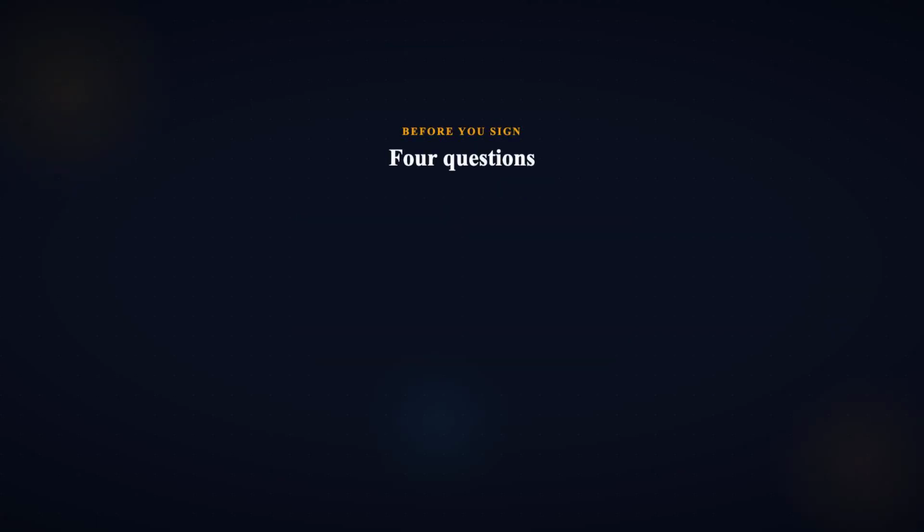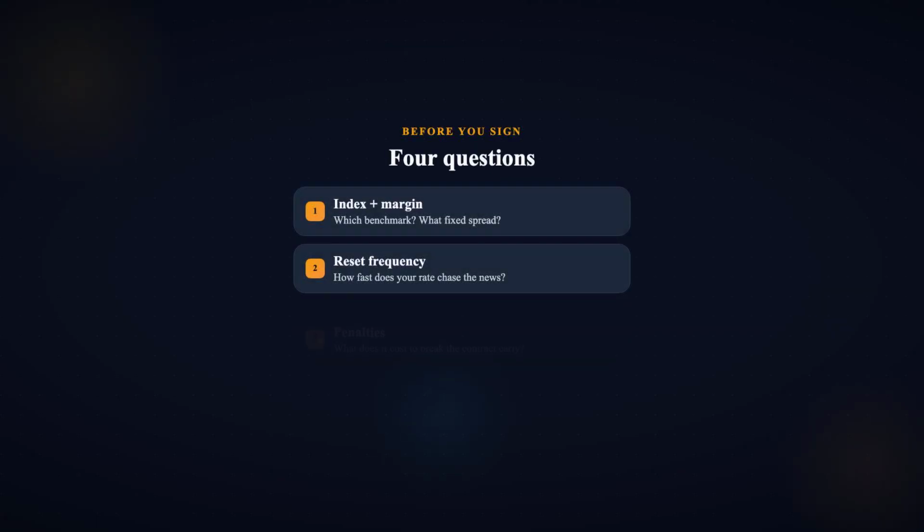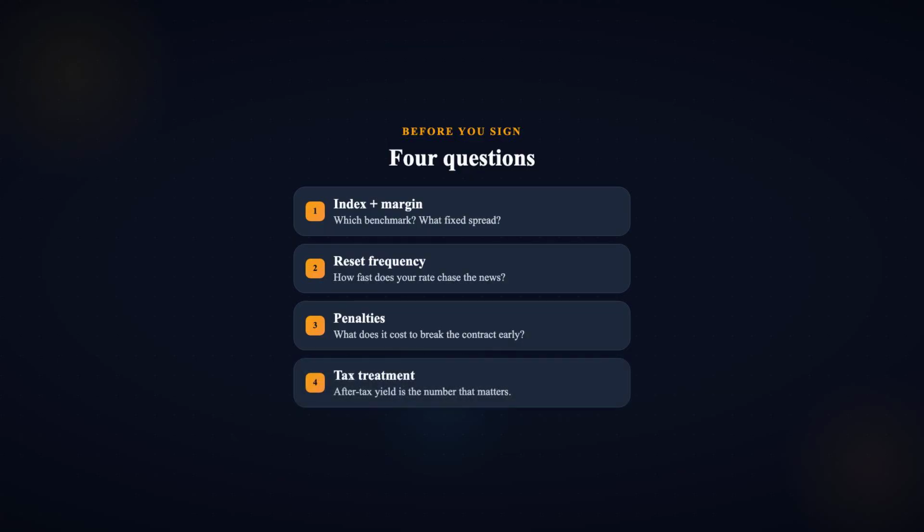Before you sign anything with the word variable in it, ask 4 questions out loud. Question 1. What is the index and what is the margin? You need to know which benchmark your rate tracks and what fixed spread sits on top. If you cannot name both, you do not understand the product.